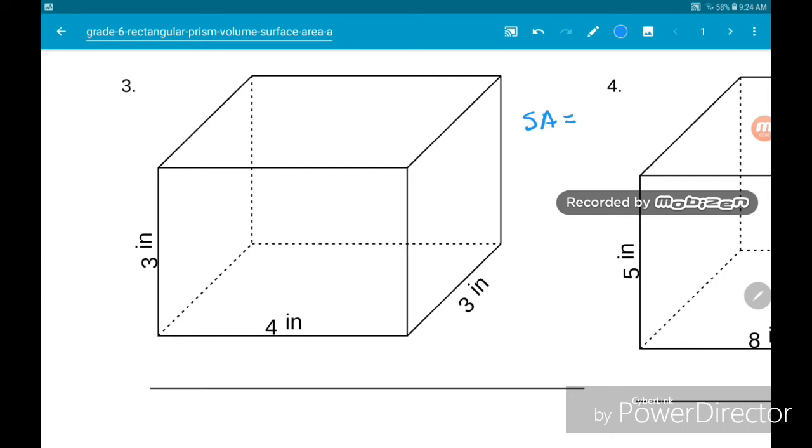18, that's correct. The homework's going to be number 2 and 4. Volume and surface area.